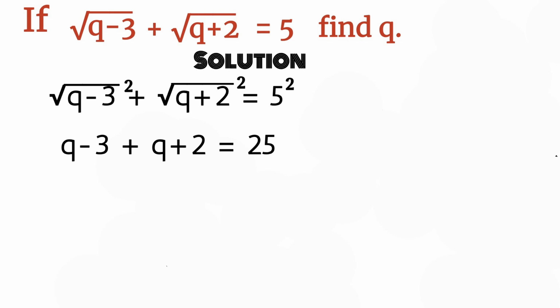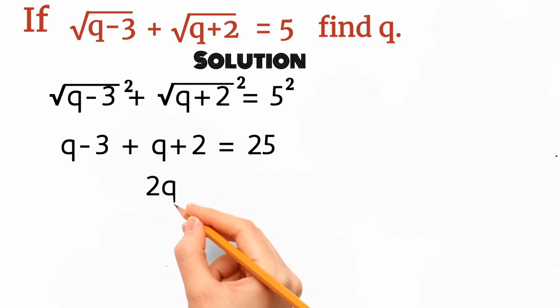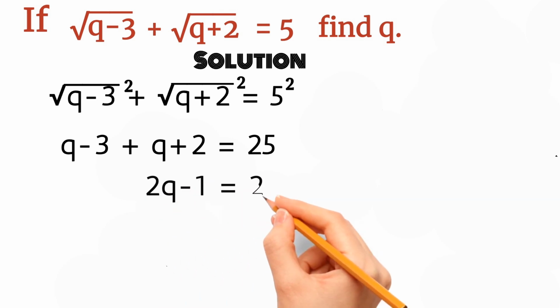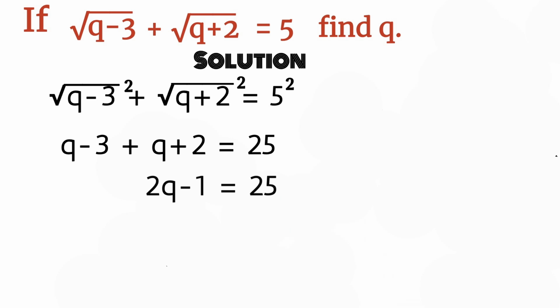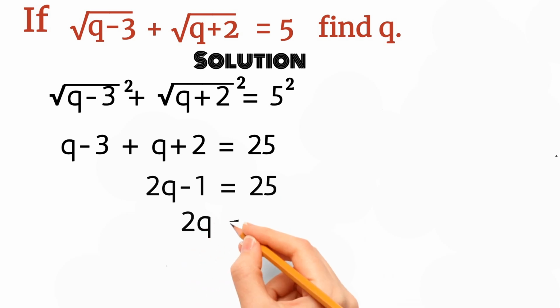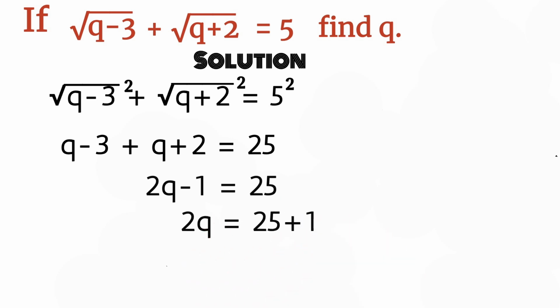The square will take away the square root on the left hand side, and 5 squared will be 25. We can equate q minus 3 plus q plus 2 to 25. We can say that q plus q is equal to 2q, and minus 3 plus 2 is equal to minus 1, equals 25. We move the minus 1 across the equal sign to become plus 1, and 25 plus 1 is 26.